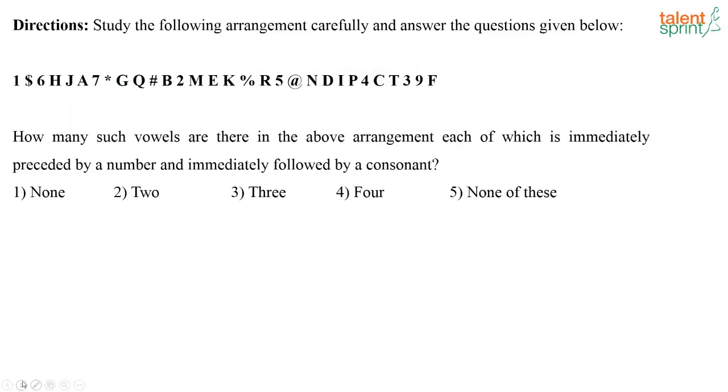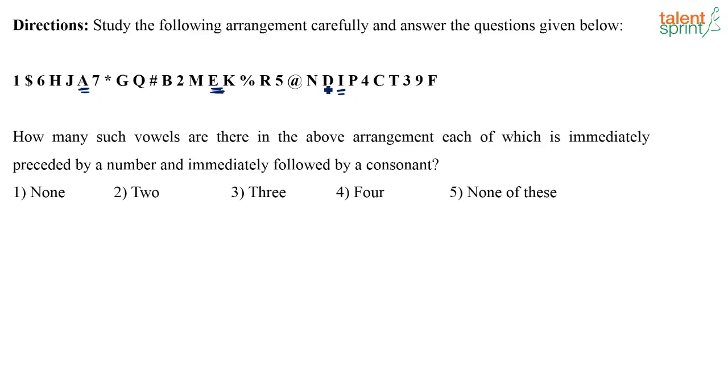Next one. How many such vowels are there in the above arrangement, each of which is immediately preceded by a number and immediately followed by a consonant? So just look at the vowels that you have. You have A here. A is not preceded by a number, so that doesn't follow. Then, the other vowel is E. It is not preceded by a number, it is preceded by M. Preceded means just before the vowel there has to be a symbol. So here also it's not satisfying.